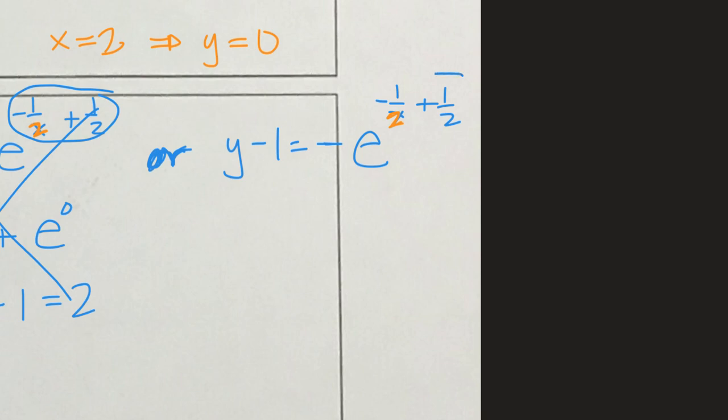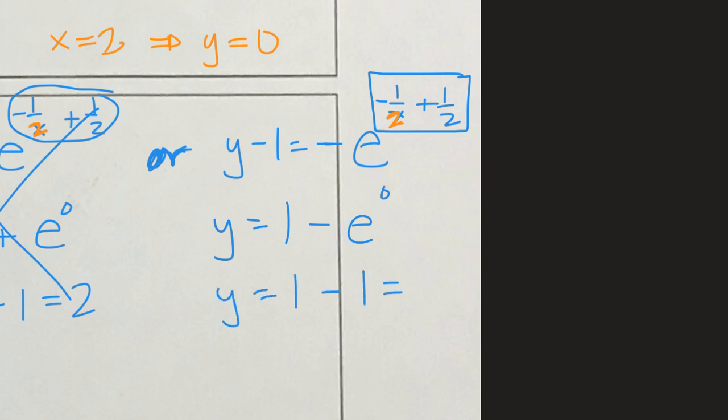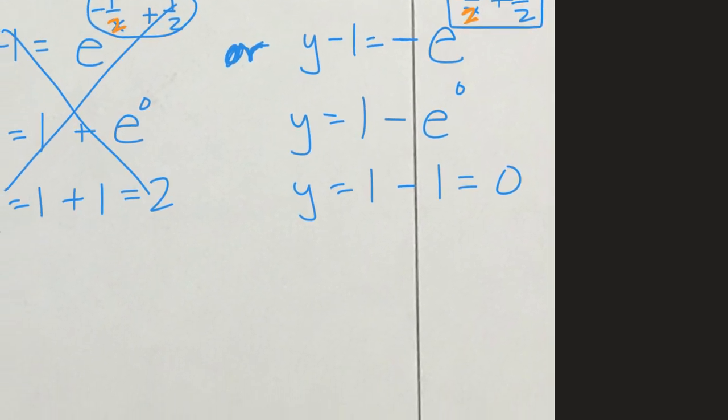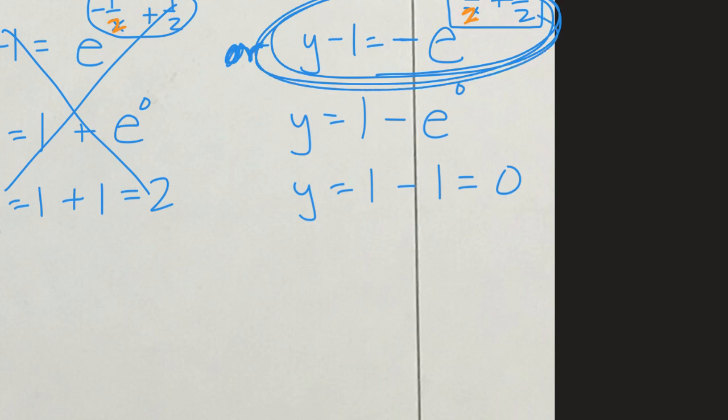So let's verify over here that it actually does. Remember, negative 1 plus negative 1/2 plus 1/2 is 0. Okay, and e to the 0 is once again 1. 1 minus 1 is 0, and that's exactly what we needed. When x is 2, y is 0. So this is the formula that is going to be our y value.